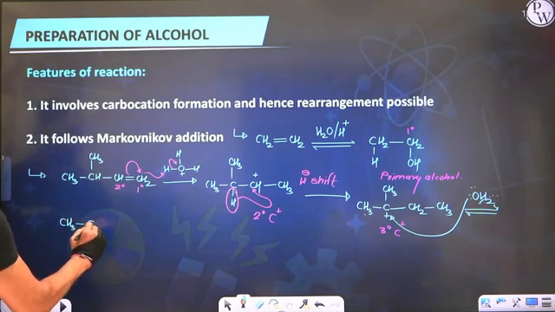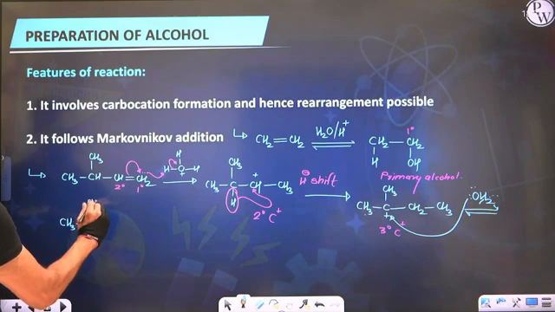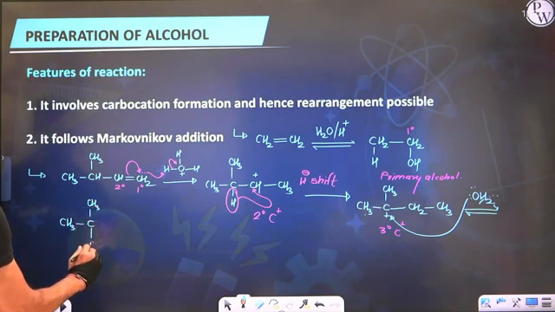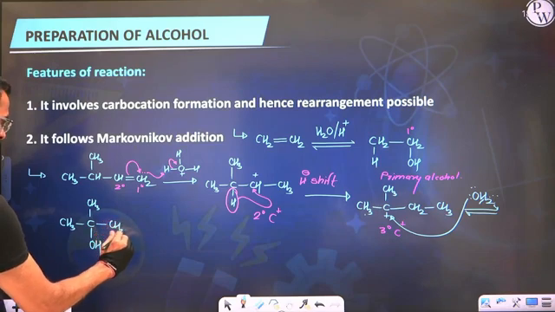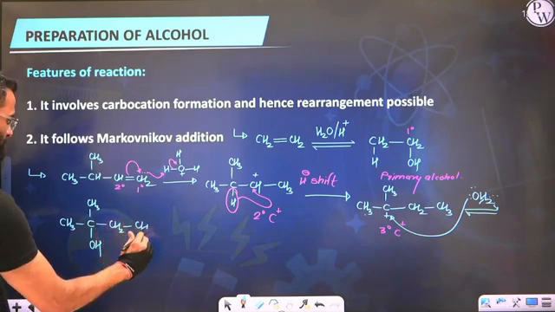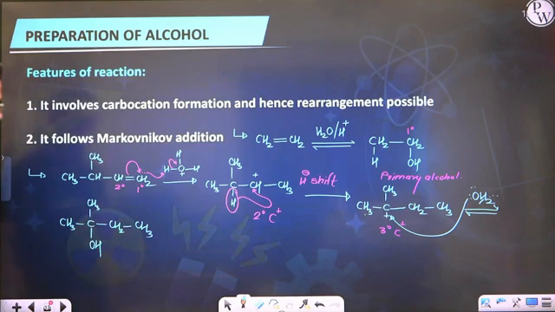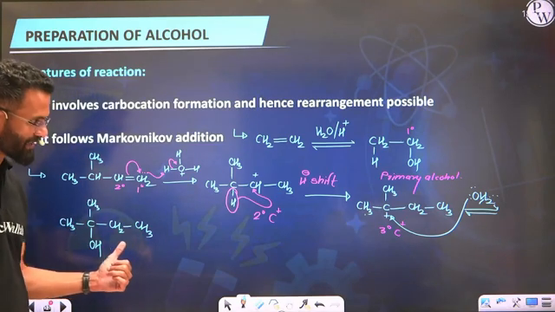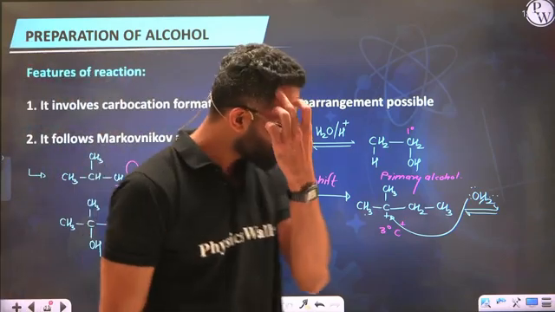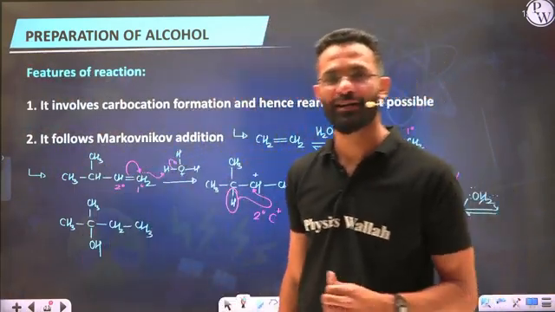CH3, CCH3, OH attacked here, followed by CH2 and CH3. So the product obtained is 2-methyl-butane-2-ol. Right, guys? So this is one of the examples which we have considered which involve carbocation rearrangement.